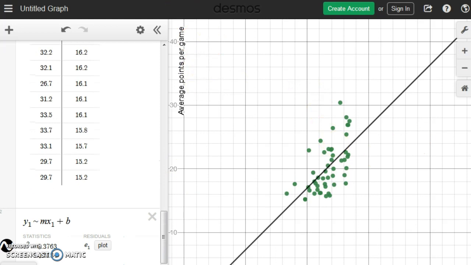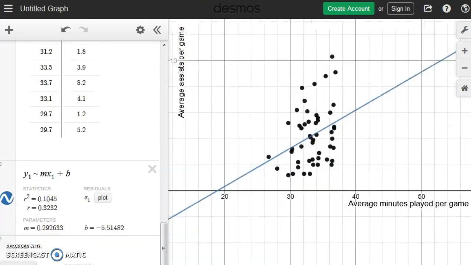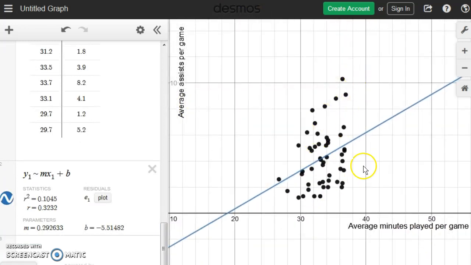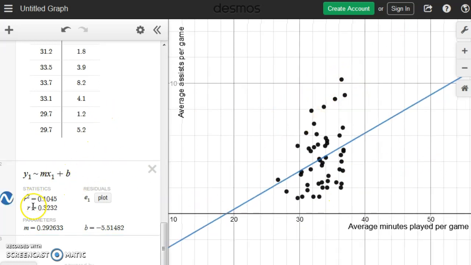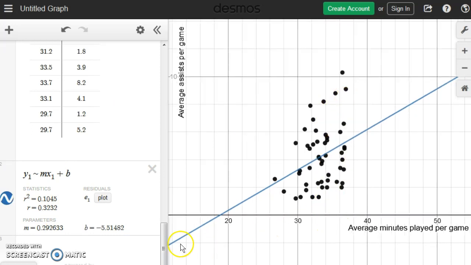On to the second scatter plot I have here, which is the assists and average minutes played per game. You can see that compared to the other scatter plot, there's even less correlation, and that's supported down right here. 0.32 is the r value, which indicates a positive correlation, which, yes, there is a positive correlation here. As we move right on the x, you can see that the values are increasing somewhat.